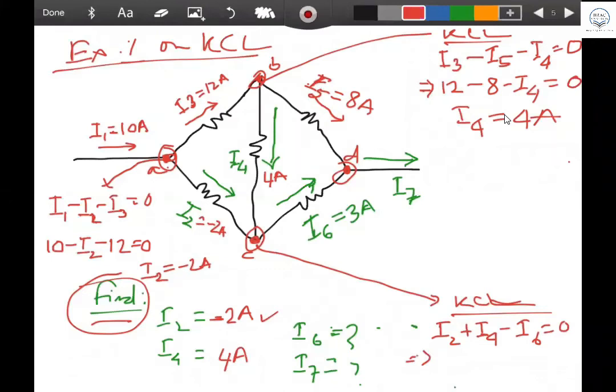Minus 2. Absolutely, you have to put -2. I4 plus 4, plus 4 minus... plus 4. I6. You have to find it, isn't it? Yes, sir. Wait, what is I6? I6 is equal to, tell me what is that? 2 ampere, sir. I6 is 2 ampere. So your answer I6 is 2 ampere here.